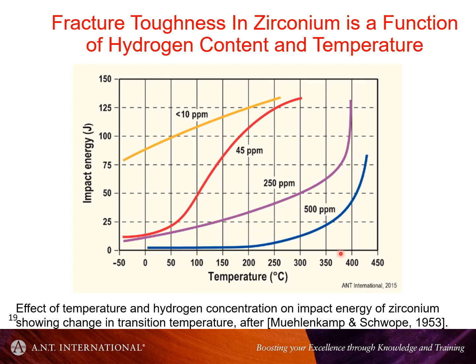It's only when you're at a high enough temperature to be in the upper shelf, at here it occurs at 300 degrees C if it's 45 weight ppm, but it happens at much higher temperatures when the hydrogen content is higher. So it's only in the lower shelf region where we have some embrittlement from the hydrogen due to hydride formation, we see this effect of increase in the hydrogen.